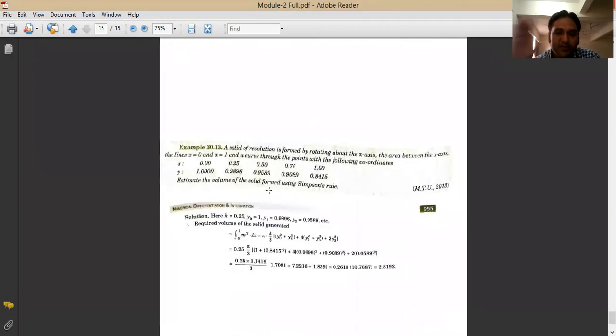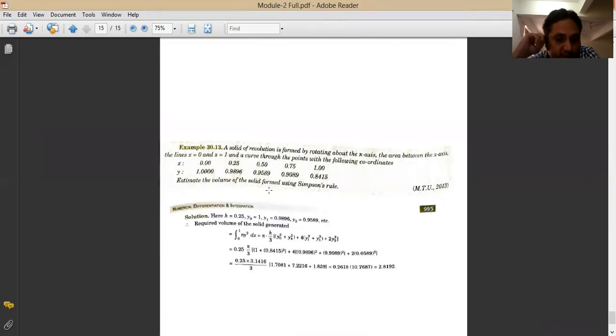Okay. Now, one question is there. This is actually related to the concept of numerical integration, and it is good that it is added here. What the question says is that a solid of revolution is formed by rotating about the x-axis, whatever it can be, a circle also. When a circle rotates, it makes a sphere like that. It can be another curve. The area between the x-axis, the lines x equal to 0 and x equal to 1, and a curve through points with the following coordinates. These coordinates are given here for that curve. Estimate the volume of the solid formed using Simpson's rule.